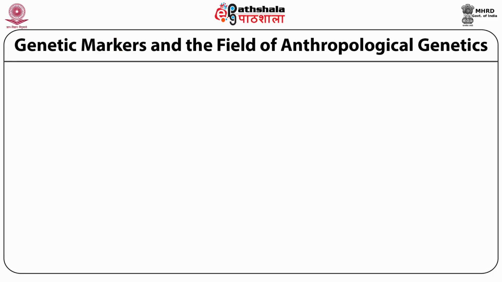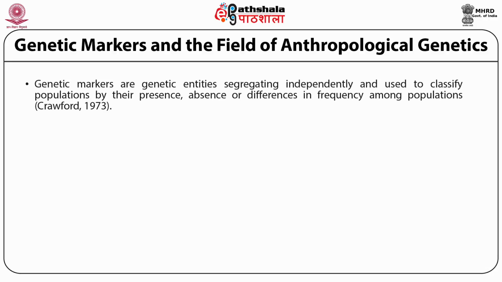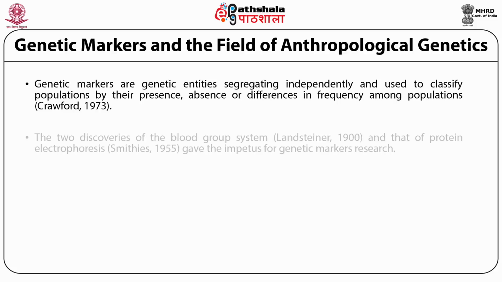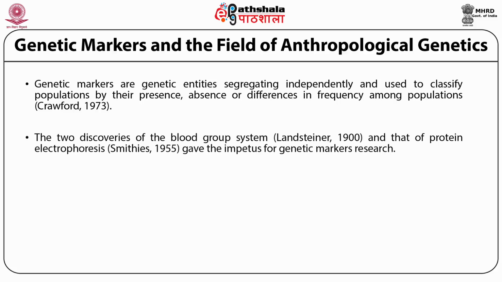Genetic markers and the field of anthropological genetics. Genetic markers are genetic entities segregating independently and used to classify populations by their presence, absence, or differences in frequency among populations, as reported by Crawford in 1973. Genetic markers are used to quantify genetic diversity in populations that has resulted due to the interplay of evolutionary processes. The two discoveries of the blood group system by Landsteiner in 1900 and of protein electrophoresis by Smithies in 1955 gave the impetus for genetic marker research.